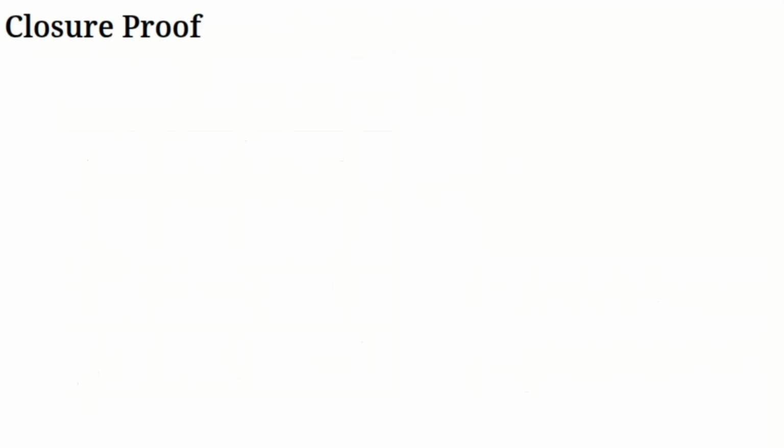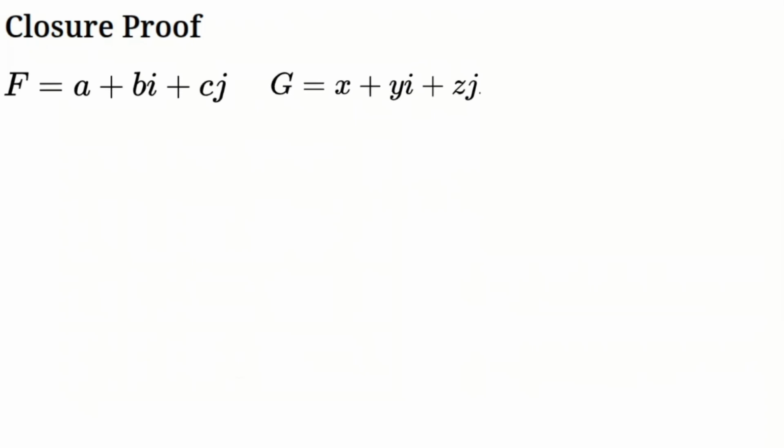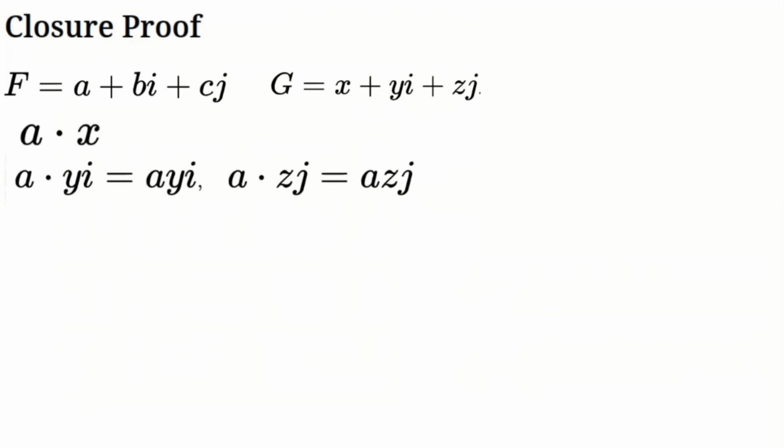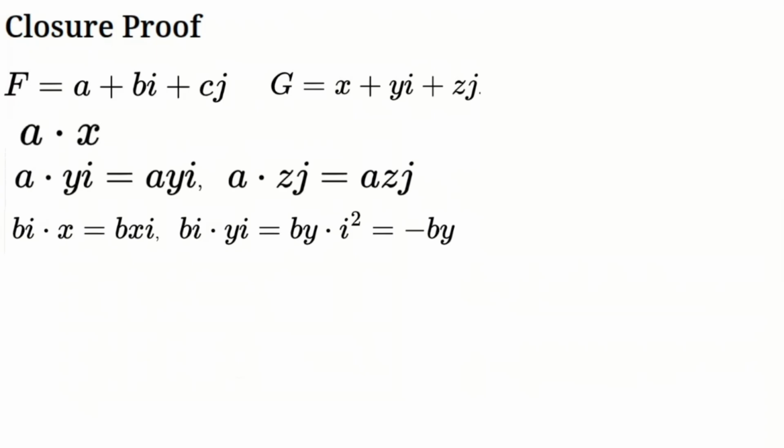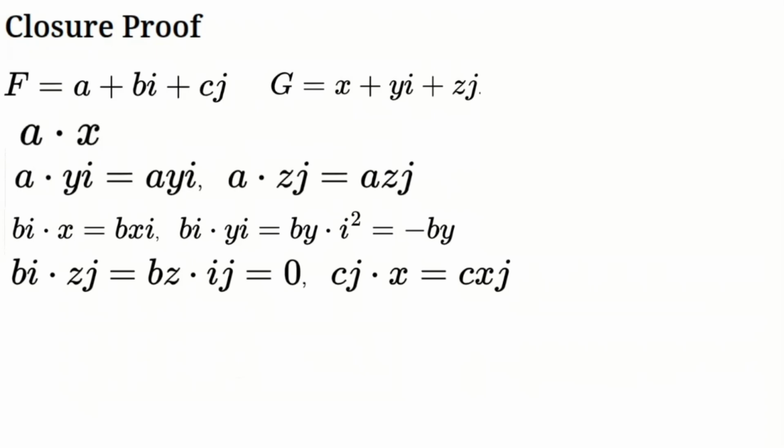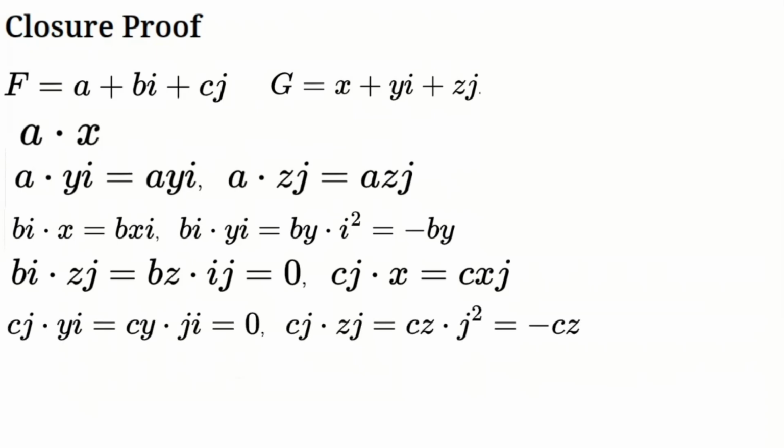Closure proof. Next, let's make sure the system is closed under multiplication. We'll multiply two 3D dual numbers, f equals a plus bi plus cj, and g equals x plus yi plus zj. Let's expand this step by step. a times x is a real term. a times yi becomes ayi. a times zj becomes azj. bi times x is bxi. bi times yi becomes by times i squared, which is negative by. bi times zj becomes bz times ij, which is 0. cj times x is cxj. cj times yi is cy times ji, also 0. cj times zj becomes cz times j squared, which is negative cz.